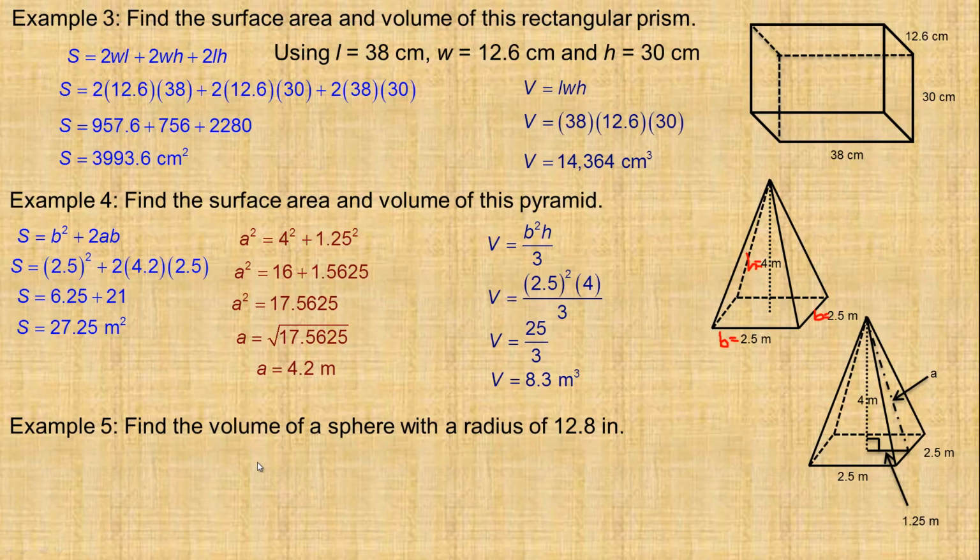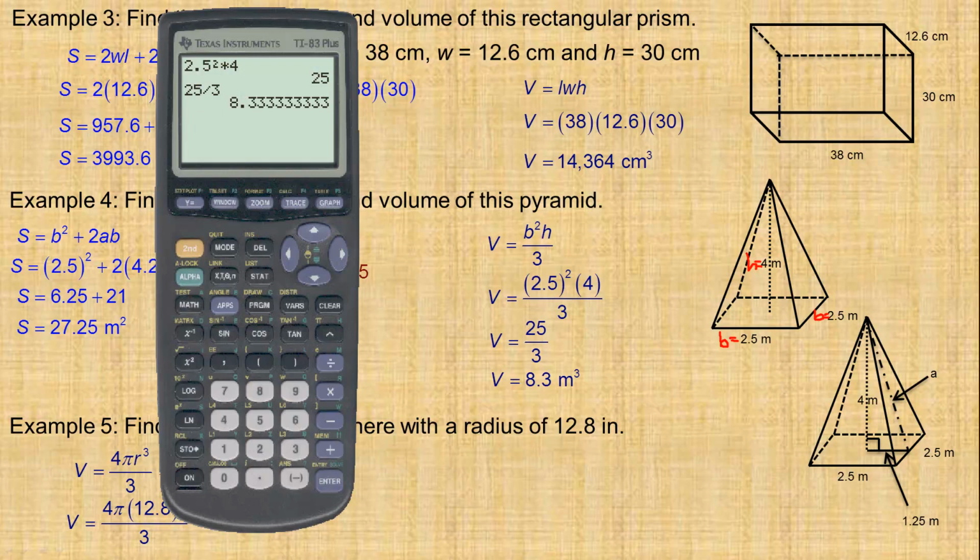Last example, we're asked to find the volume of a sphere. I didn't draw a diagram for this. A sphere is just a ball. We're told the radius is 12.8 inches. So here's the volume formula for a sphere. We're just substituting 12.8 in place of r here. So that's what the calculation looks like.